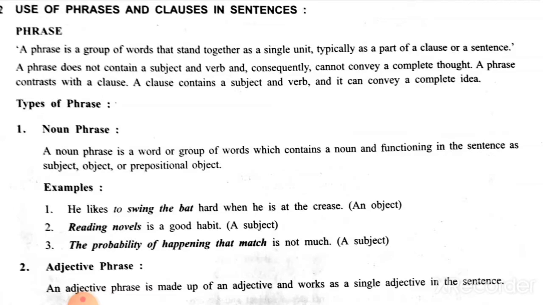Example: He likes to swing the bat hard when he is at the crease. So swing the bat, that is an object. Okay, he likes to swing the bat. Swing the bat becomes your object, and that is a noun phrase. The bat, swing the bat, okay.